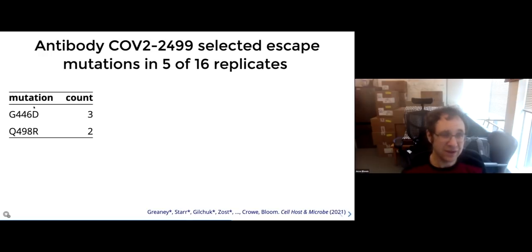And each of those 5 times, it turns out the virus has acquired a mutation. The mutation is G446D 3 times and Q498R 2 times. So we now wanted to ask, all right, we've made all these biochemical measurements. Can we understand why these 2 particular mutations emerged?